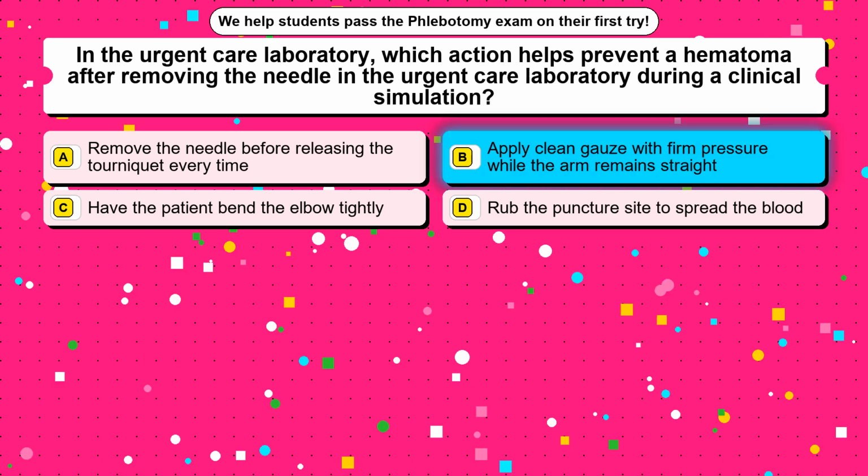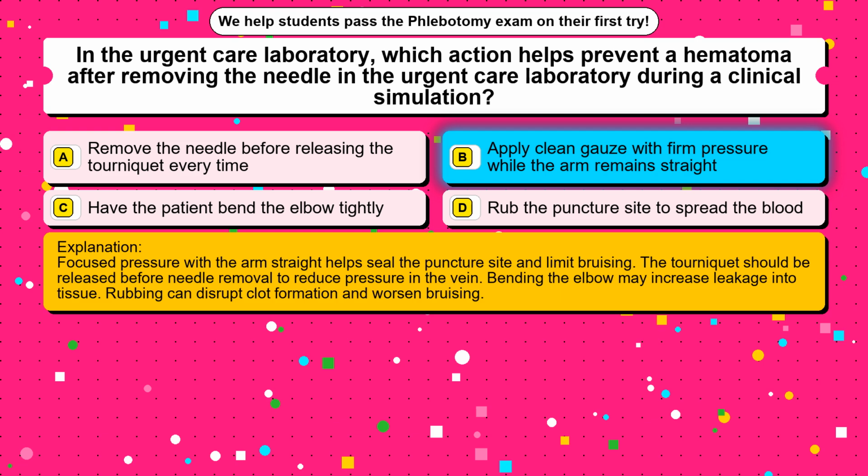The correct answer is option B. Apply clean gauze with firm pressure while the arm remains straight. Focused pressure with the arm straight helps seal the puncture site and limit bruising. The tourniquet should be released before needle removal to reduce pressure in the vein. Bending the elbow may increase leakage into tissue. Rubbing can disrupt clot formation and worsen bruising.